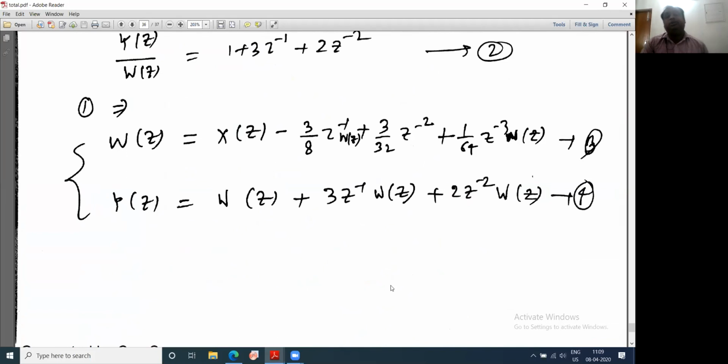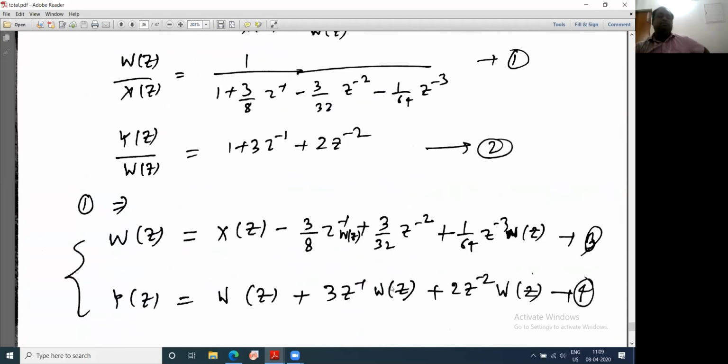Now tell me if you have any doubt in what we have discussed so far in direct form 1 and direct form 2. Any doubt? Sorry, direct form 1 realization to 2.